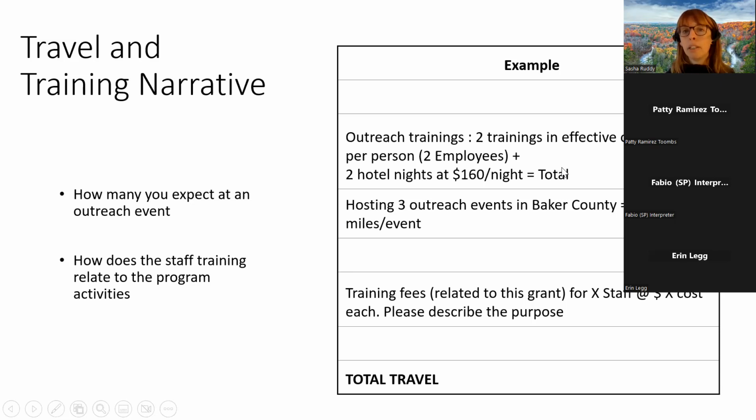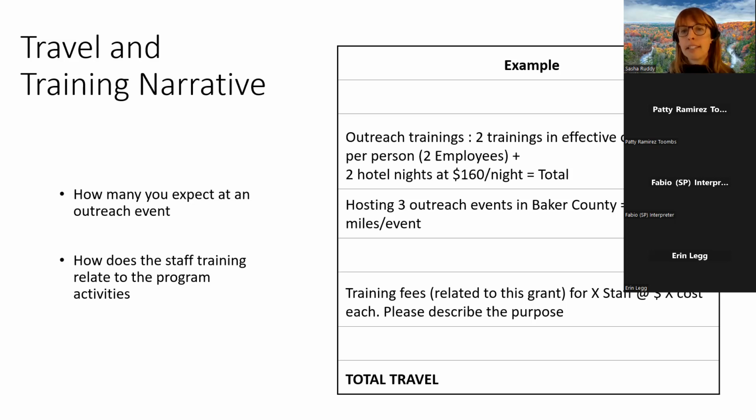And in the example below, we see that this organization is hosting 3 outreach events in Baker County, and that to travel to Baker County, it's 339 miles. So we know that this 339 miles needs to be multiplied 3 times because they're having 3 outreach events.